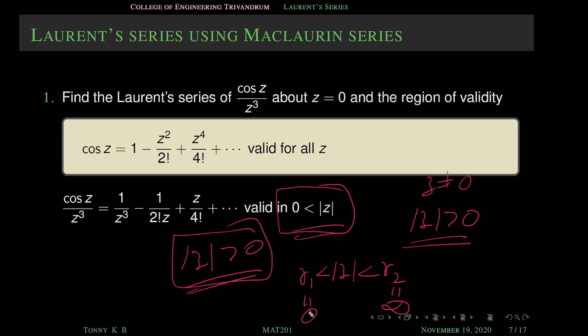Actually here R1 is 0 and R2 is infinity. That's why we take mod z is greater than 0, because there is no restriction on the upper side. There is no upper side restriction because it is infinite. Infinite means there is no restriction.